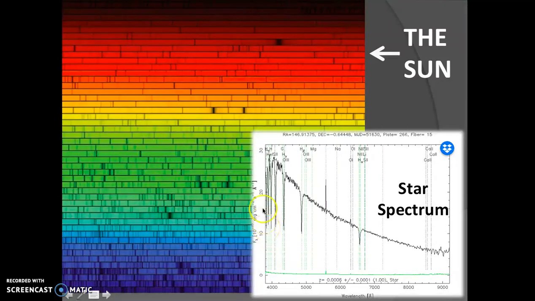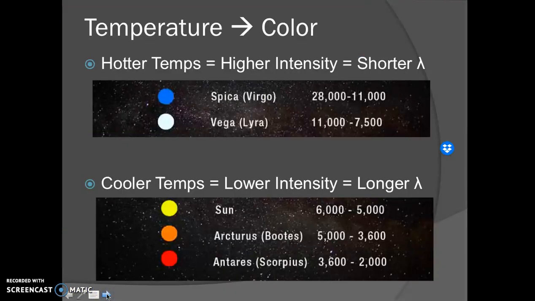And this is what you would see in terms of the actual image of the star. And these are the absorption lines, these dips coming from our sun. Okay, I'm going to stop here and we'll start here on the next video.